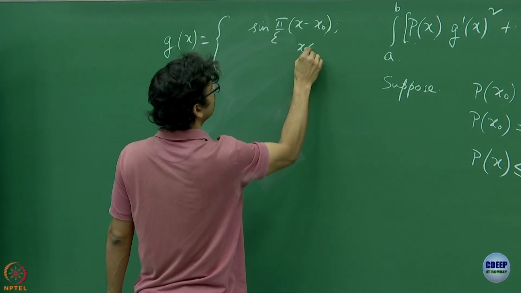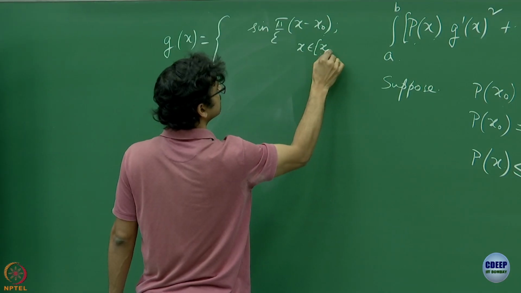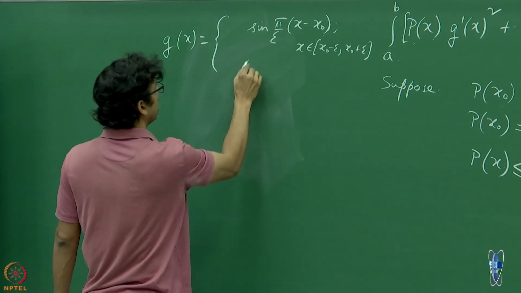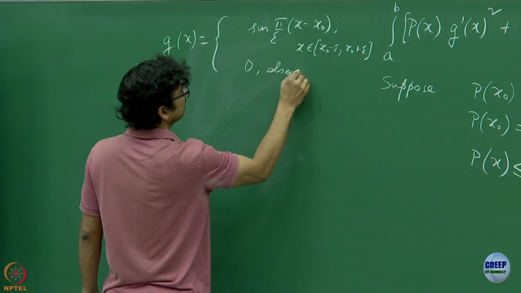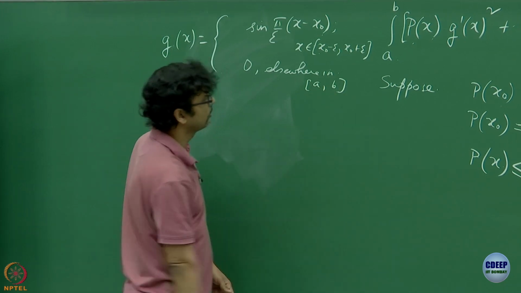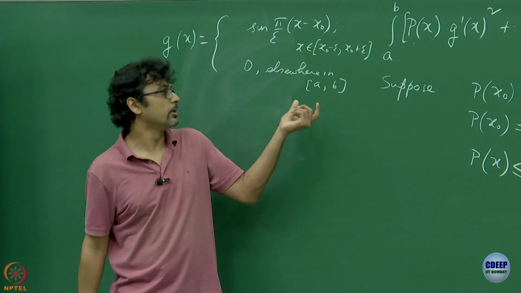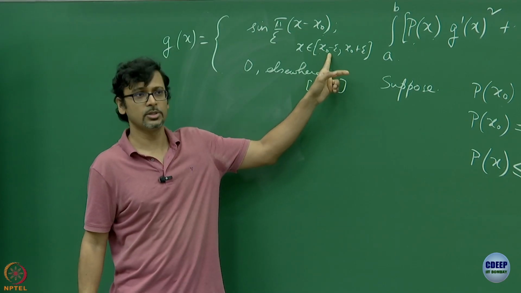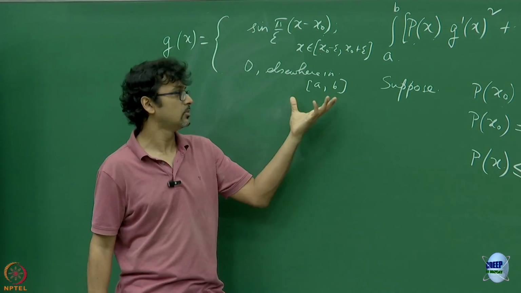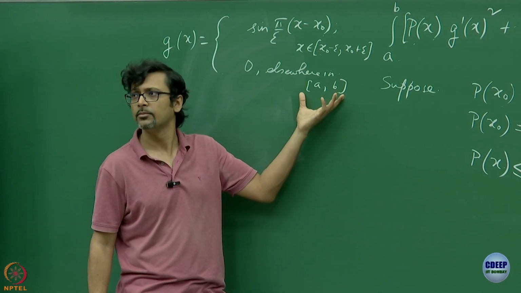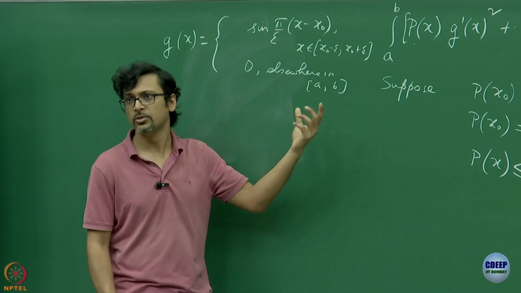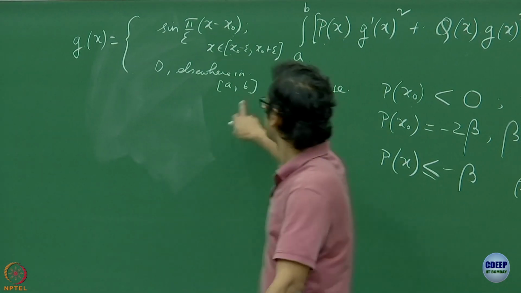For x belonging to x0 minus epsilon to x naught plus epsilon, and 0 elsewhere in AB, which is essentially the semi-open or semi-closed interval between a and x0 minus epsilon union x0 plus epsilon to b. That is elsewhere, right, or the way we wrote, like deletion of this interval from this entire interval. So in the complementary part of that interval, this is what it attains.